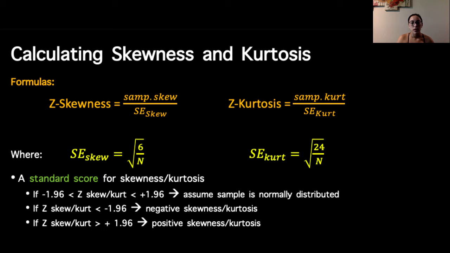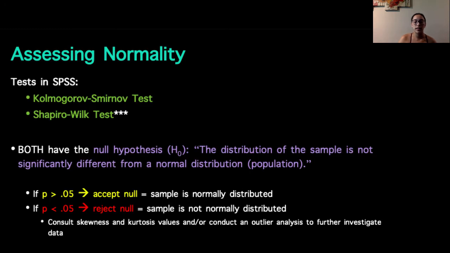So that is one way to assess normality using skewness and kurtosis values. Another way to assess normality is using tests in SPSS. So we have the Kolmogorov-Smirnov test. We're not going to use that one in this class. The one we're going to use is the Shapiro-Wilk test.